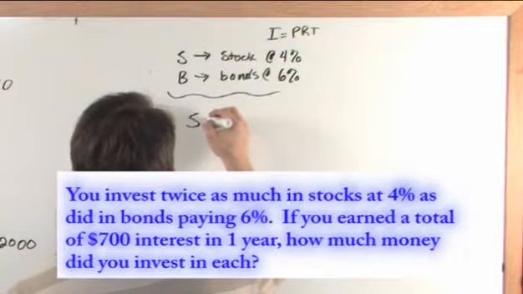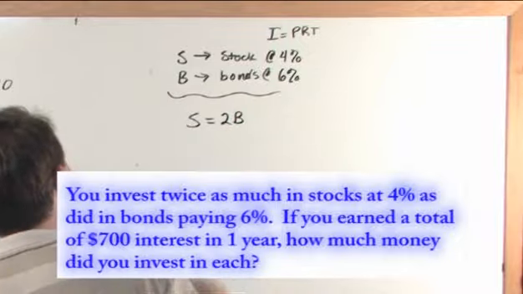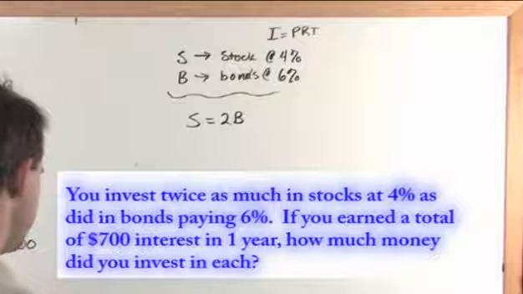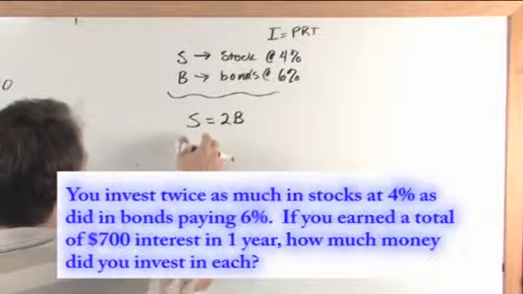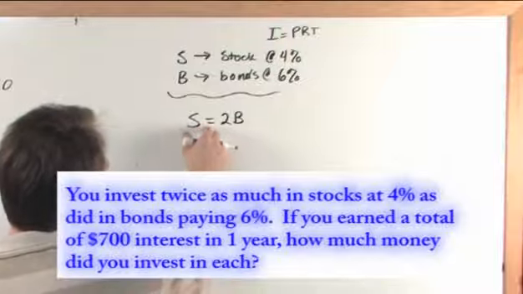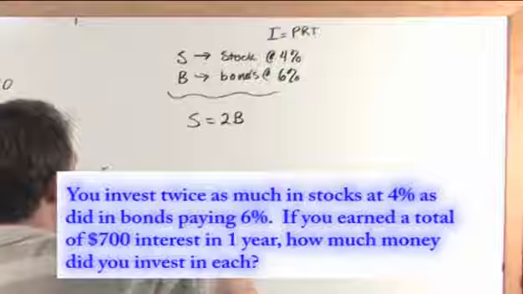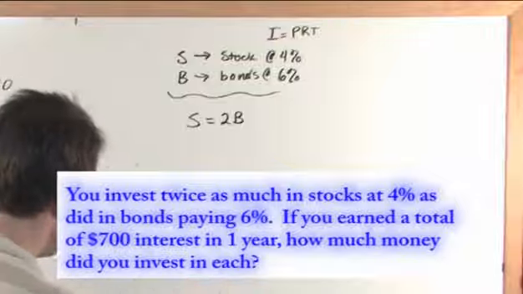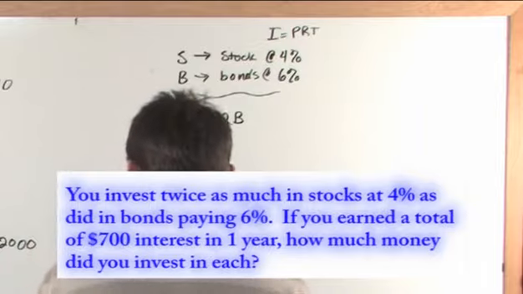So that must be that the number of dollars that I invest in stocks must be 2 times the number of dollars I invest in bonds, because it says right here you invest twice as much in stocks. Okay, so that means I have more stocks, right? So however many bonds I'm investing, times 2 is how many in stocks. I'm investing twice as much in stock. Okay, so that's the first equation.